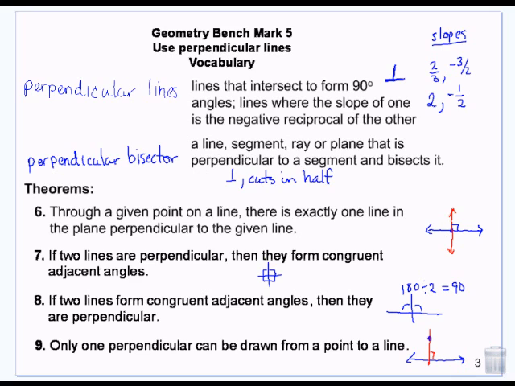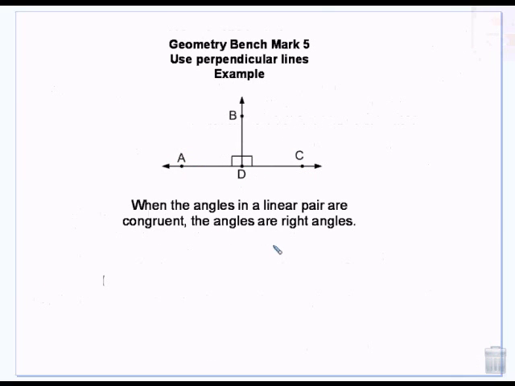So if angles in a linear pair are congruent, then they have to be right angles. And we talked about that, right? Because we talked about if this is 180 degrees, all of this, right, is 180. And if these two are the same, they have to both be 90. So they're both right angles.